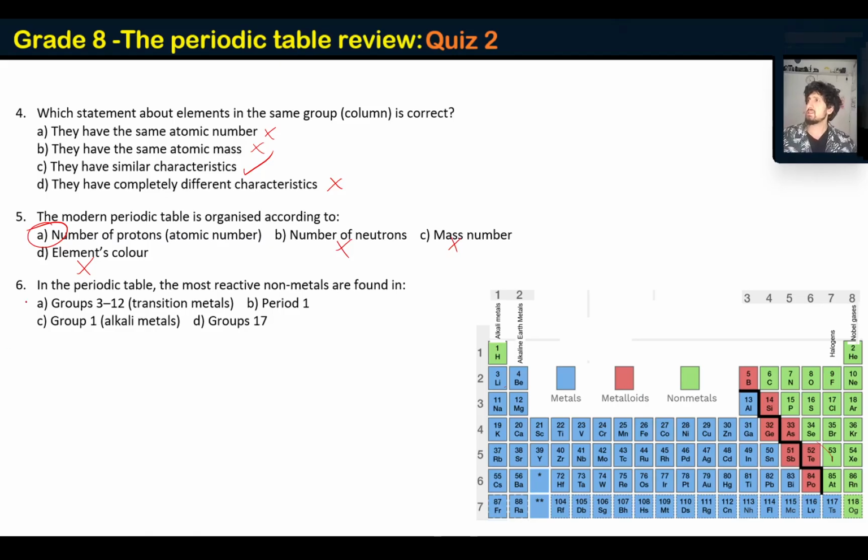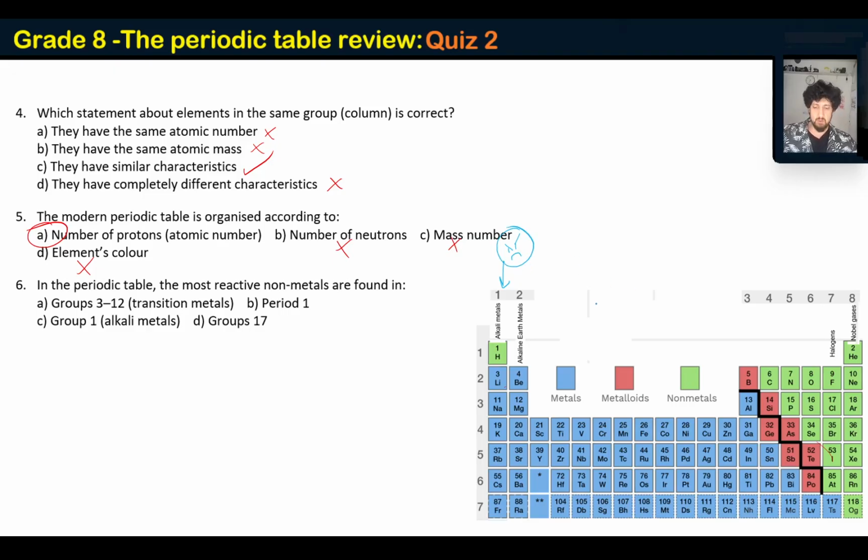Okay, question 6 now. Let me change the color though. Blue is nicer, I think. In the periodic table, the most reactive nonmetals are found in what? Remember, the most reactive metals are these guys here, the alkali metals. These are the most reactive metals by far. Very, very reactive. In fact, they're so reactive, they're angry. I'm going to draw them like that. But they are metals at the end of the day.